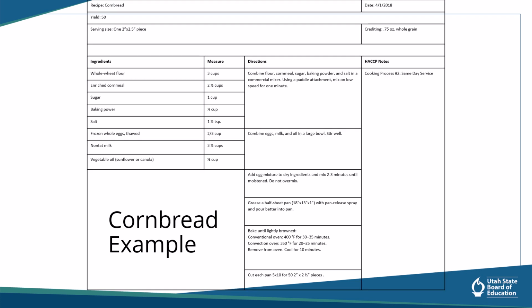Let's try another example, this time with a cornbread recipe. Remember, step 1 is to identify all grain ingredients in the recipe. The grain ingredients in this recipe are whole wheat flour and enriched cornmeal. Step 2 is to identify the quantity and units of each grain ingredient. We have 3 cups of flour and 2.5 cups of cornmeal.